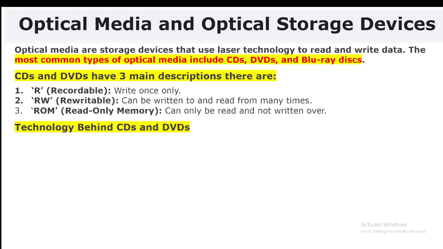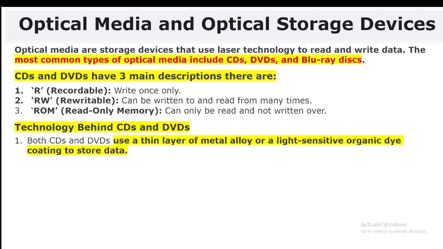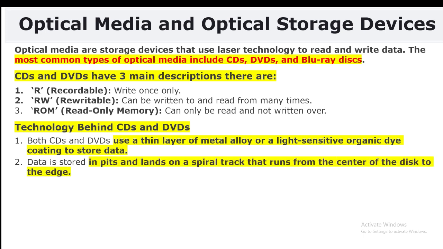Now, there are other technologies behind the way CDs and DVDs behave. One, both CDs and DVDs make use of a thin layer of metal alloy or a light-sensitive organic dye coating to store data. And again, data is stored in pits and lands on a spiral track that runs from the center of the disc to the edge. CDs and DVDs make use of a red laser, okay, to read and write data.